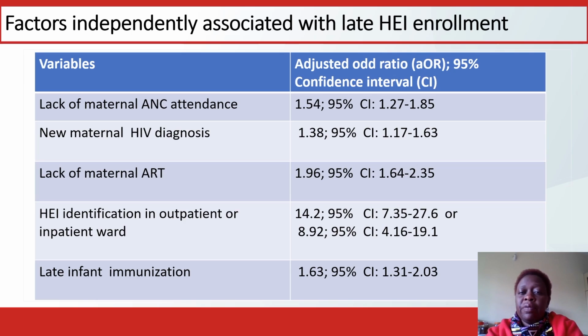However, HEI identification in the outpatient had an adjusted odds ratio of 14.2 and 8.92 in the inpatient. This outpatient or inpatient is where the infants were presenting for the first time or were being captured for testing, having either been missed in the MCH clinics or presenting for the first time in the outpatient because of seeking other medical services.